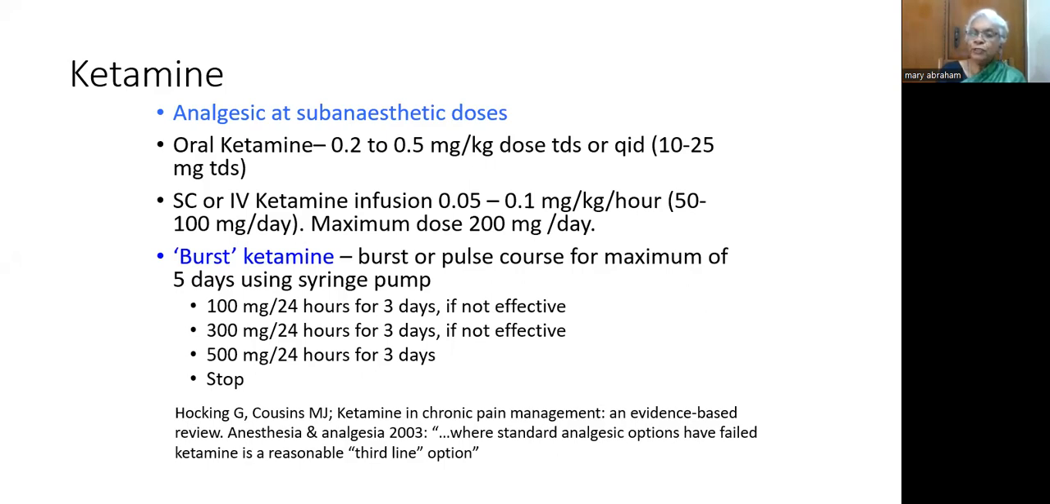In that, what you do is you have to admit the patient and monitor the patient and start a syringe pump with 100 mg per 24 hours of ketamine and give it for 3 days. If it is not effective, then you step it up to 300 mg in 24 hours for 3 days. And if that is not effective, then you go up to 500 mg in 24 hours. And if that is not effective, then you have to stop ketamine. So this is what is called a burst ketamine dose, and it is useful for refractory pain. Next, please.